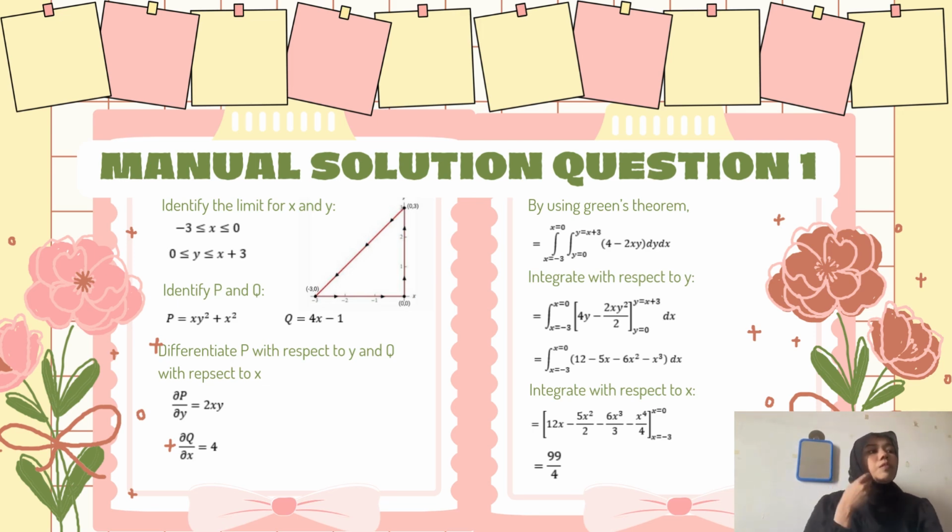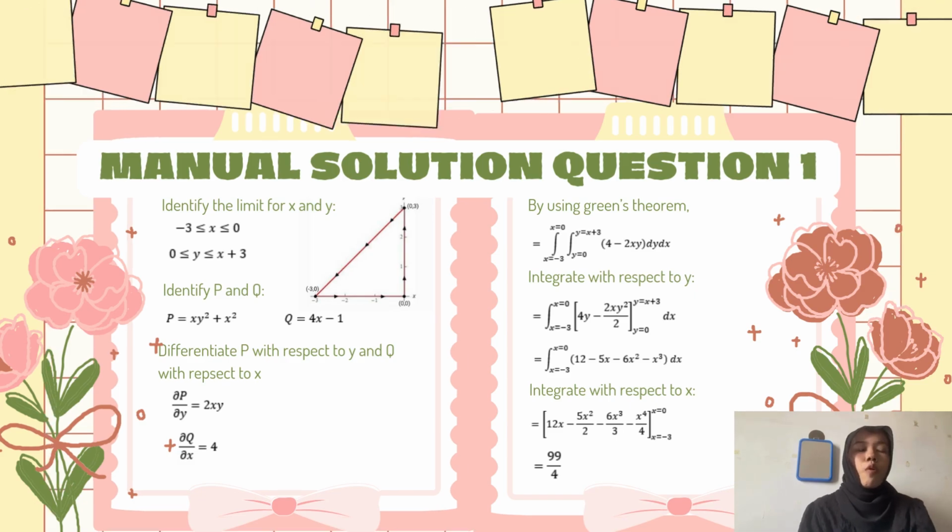So we will get the integral of x from -3 to 0 and the integral of y from 0 to x plus 3, of 4 minus 2xy dy dx, where 4 represents ∂Q/∂x and 2xy represents ∂P/∂y. The next step is to integrate with respect to y. After the integration, just substitute the limits into the equation. And don't forget to integrate with respect to x, since in Green's theorem a double integral is involved. So the final answer is 99 over 4.